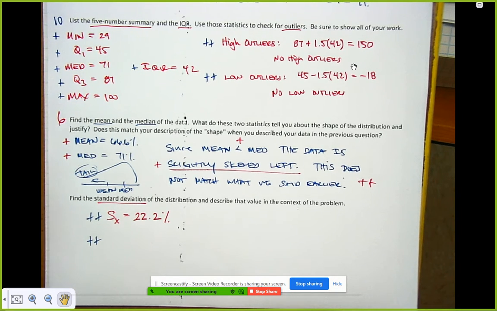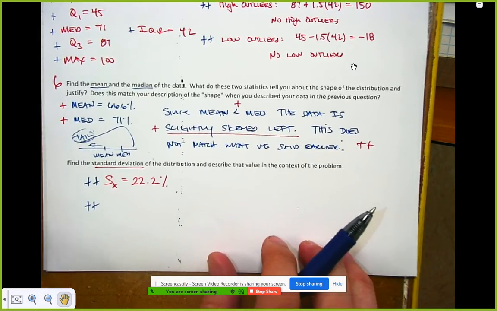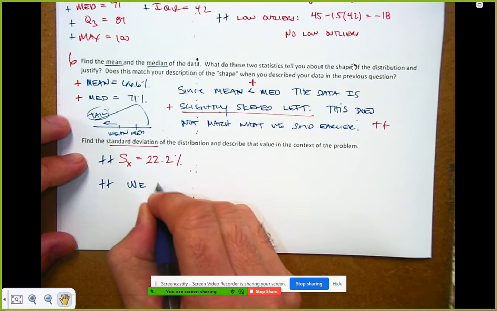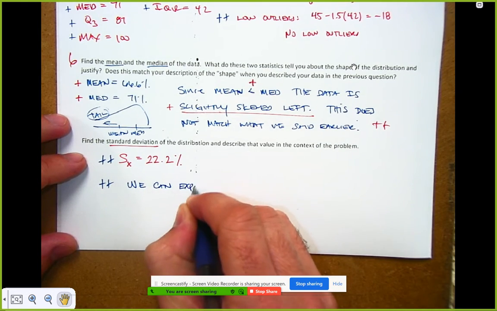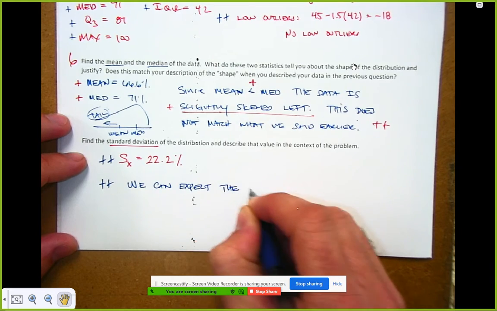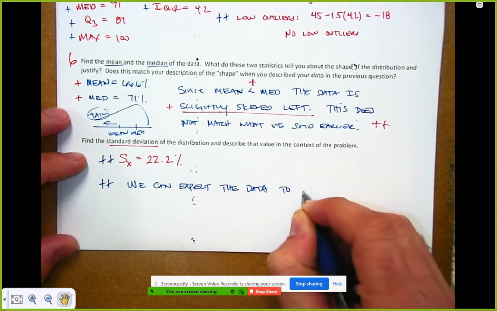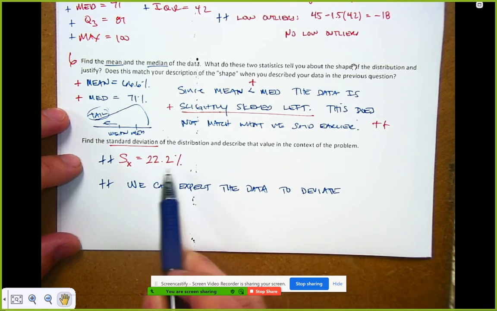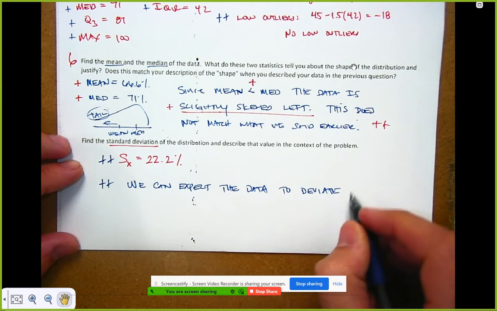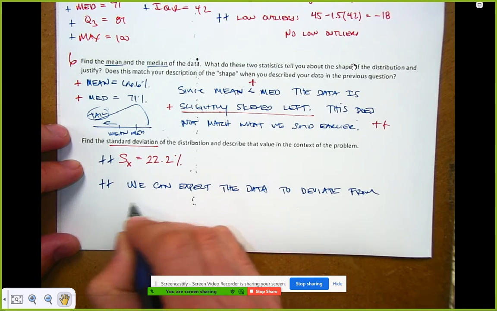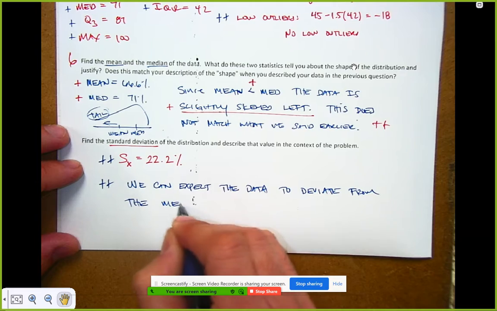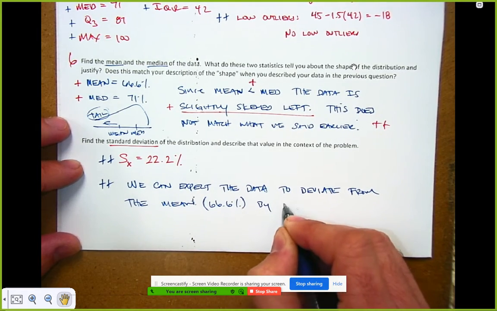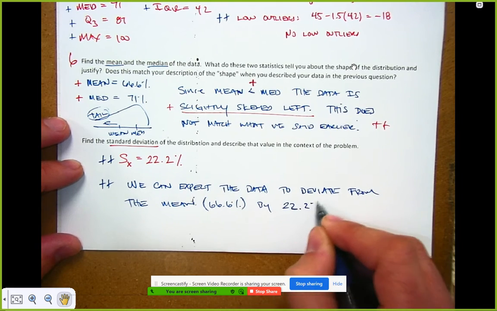Okay. So your sentence, right? We did this on the quiz review. You just would recopy it. Okay. You would say, we can expect the data to deviate, right? Or to differ, right? So it's the root word of deviation. So we can expect the data to deviate from the mean, which we said was 66.6%, right? By 22 point whatever you put percent on average.